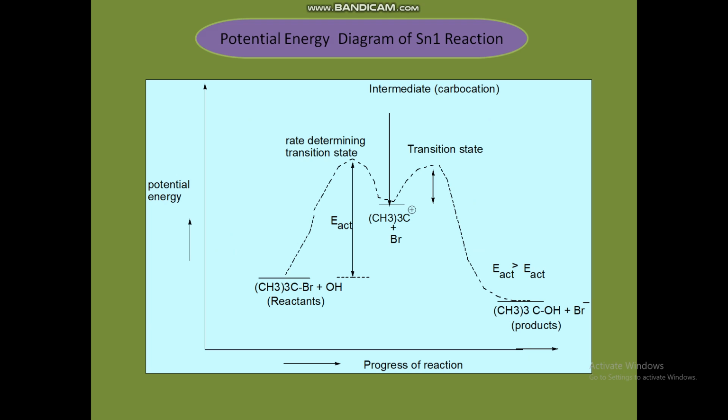So next, the potential energy diagram of the SN1 reaction. Here you see the potential energy. The SN1 reaction occurs through two transition states, with the carbocation as the intermediate. The first step involves the ionization of alkyl bromide to form the tertiary butyl carbocation.